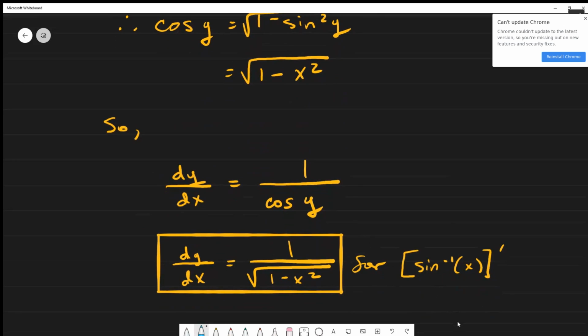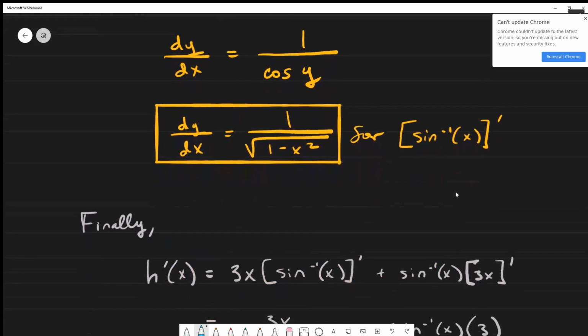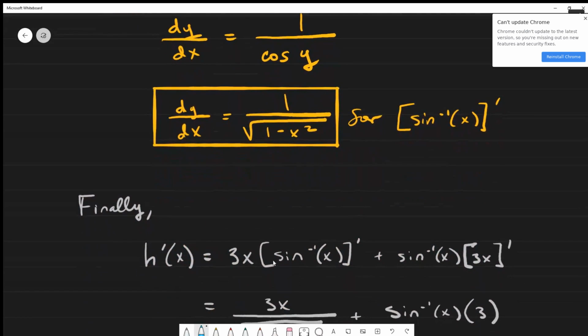So now that we have the derivative of arc sine of x, we can go ahead and figure out the rest of the derivative for the problem. What we'll have for the derivative is 3x times the derivative of arc sine of x plus arc sine of x times 3x's derivative.